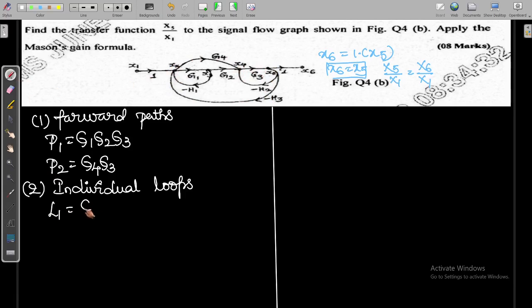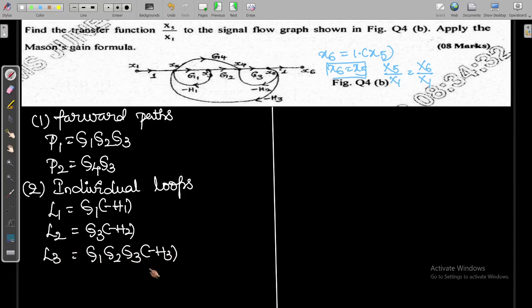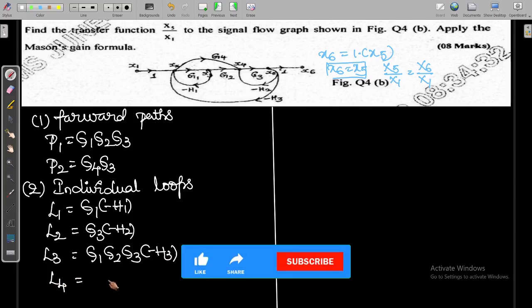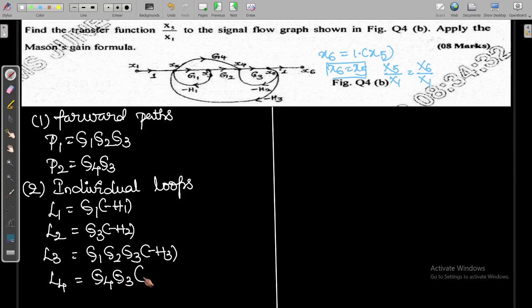Let us write the individual loops. L1 is equal to g1 into minus h1. Next, L2 is equal to g3 into minus h2. L3 will be g1, g2, g3 into minus h3, that is loop 3. L4 is equal to g4, g3, sorry, g4 and g3, into minus h3. So those are the 4 individual loops you have.